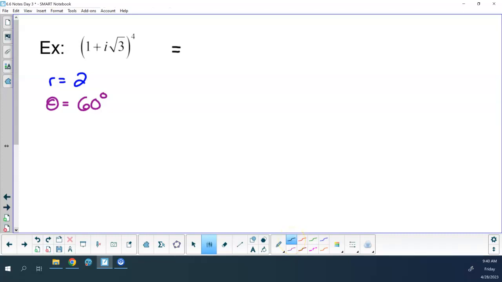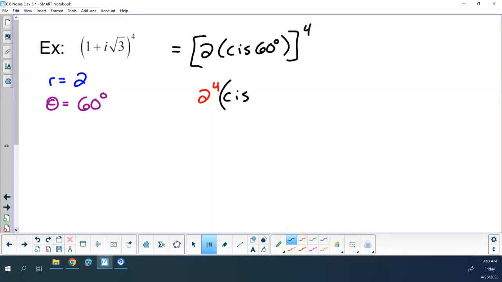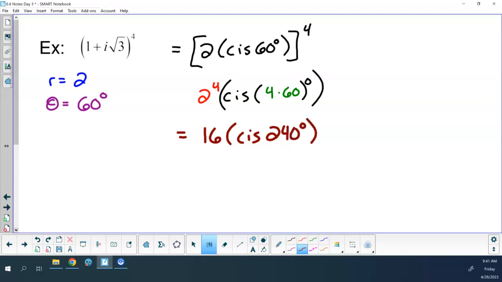Okay? So then this becomes 2 times the cosine I sine of 60 degrees, and we're going to take that to the 4th power. So that's going to be 2 to the 4th power cosine I sine of 4 times 60 degrees. 2 to the 4th power is 16. 4 times 60 degrees is 240 degrees. Agree?